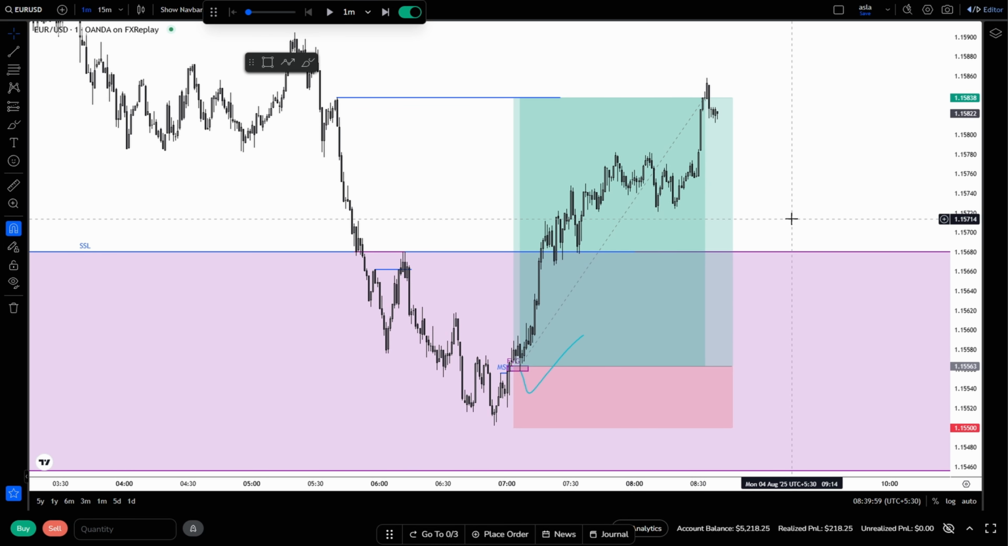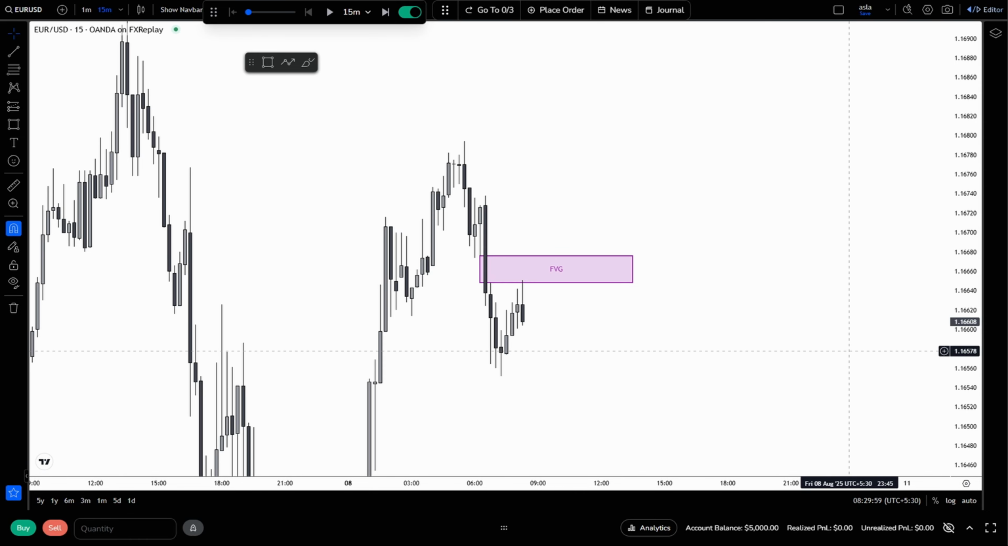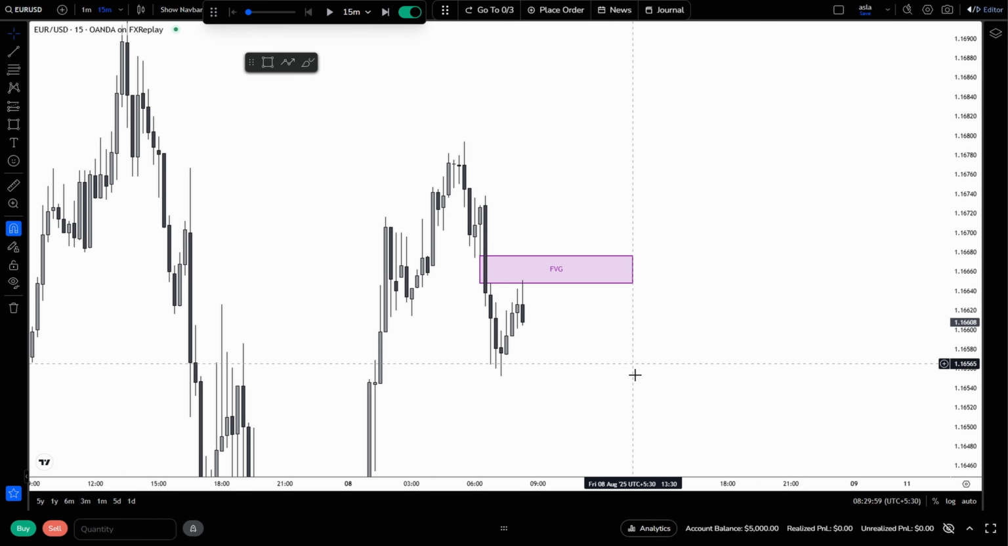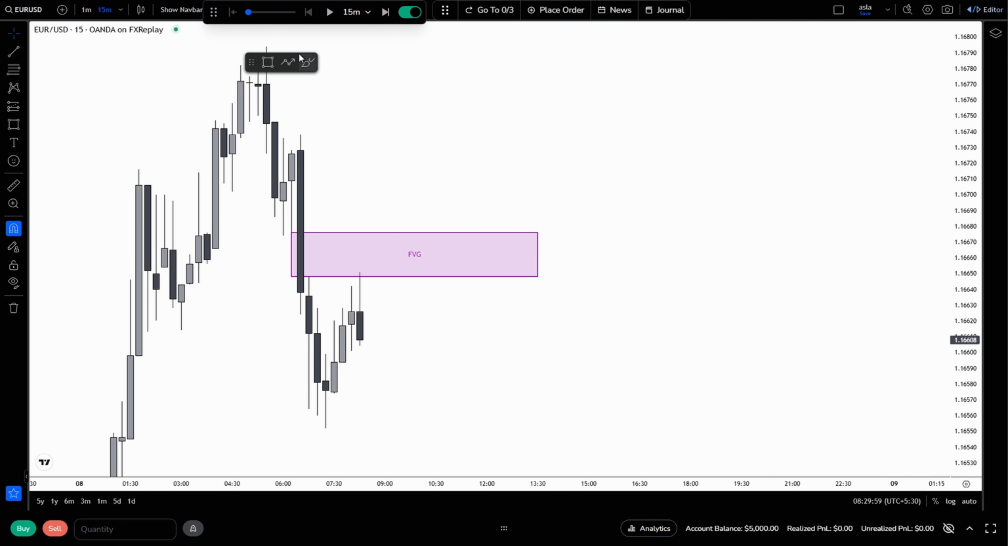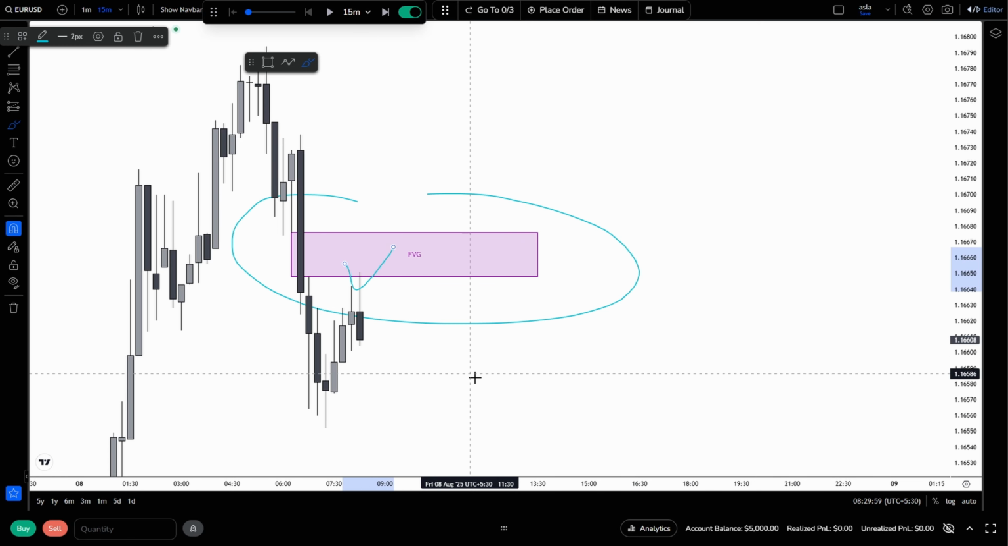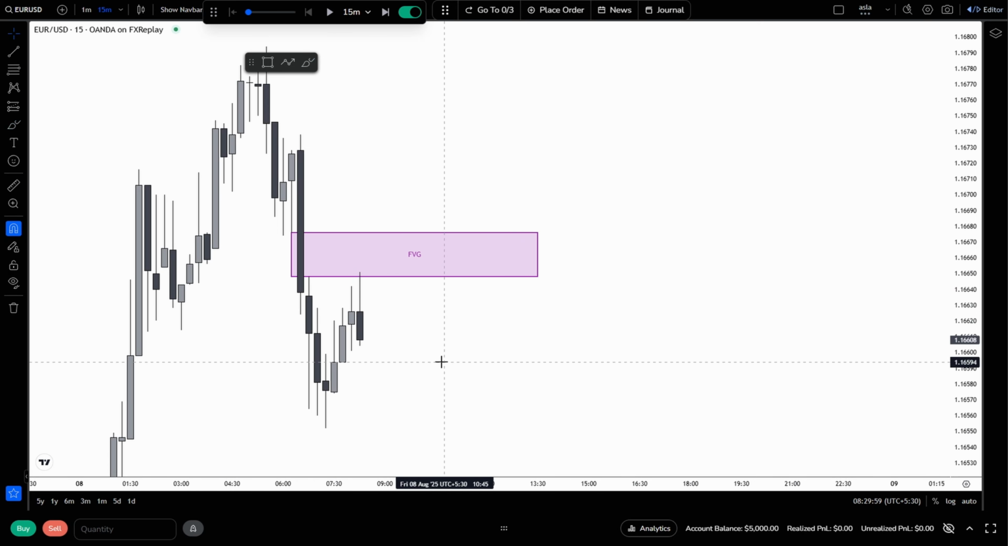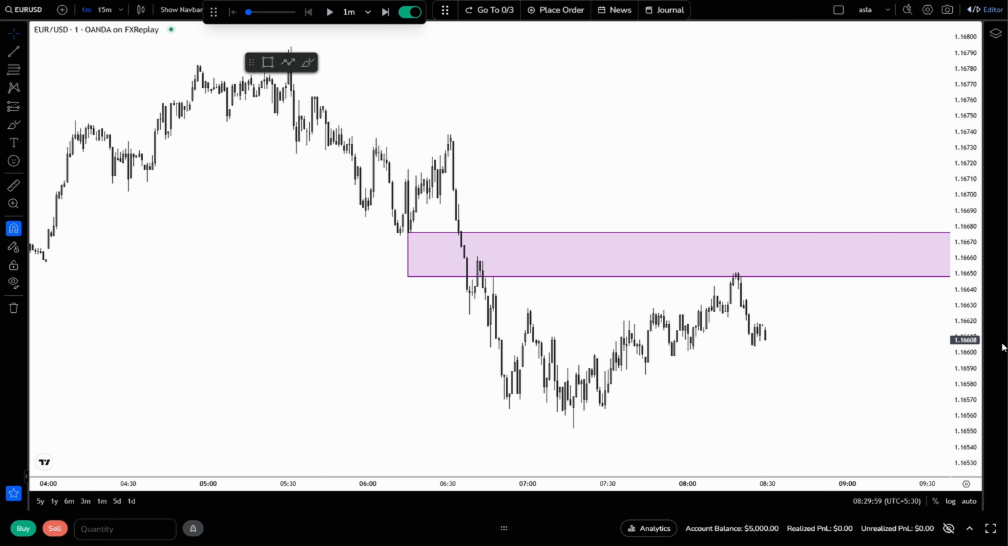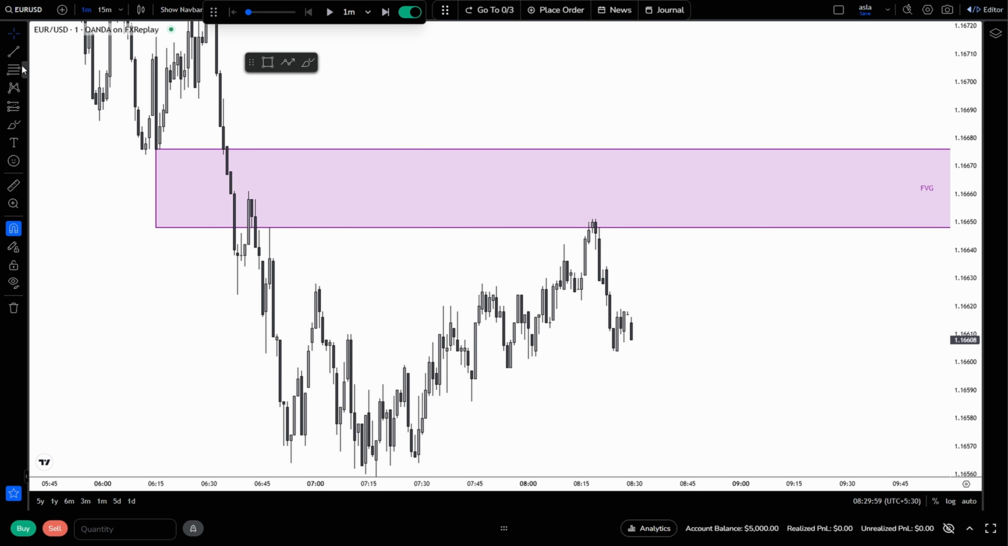Now let's go ahead and look at a few more examples so this becomes even clearer. Moving on to another example, here you can see that we have a bearish 15-minute fair value gap. Price comes up and taps into this fair value gap. Now the most important thing here is this. We do not change our process. Whether price taps into a liquidity level or a PD array, the process stays the same every single time.